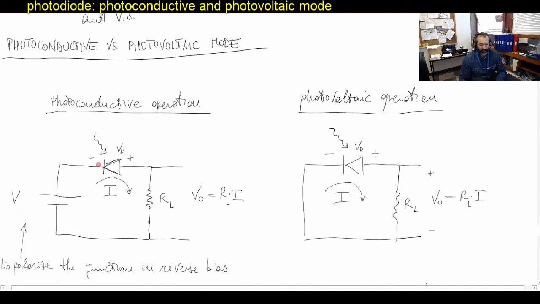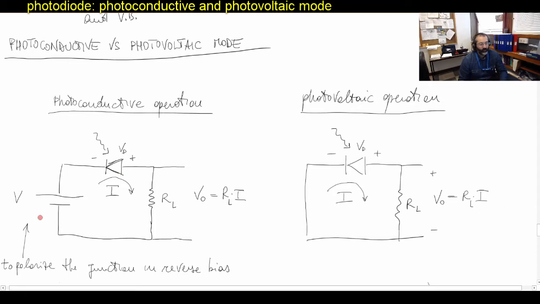So here below I will do the analysis of both principles together, so we have a better view of what is happening. In the photoconductive operation, as I mentioned today, we polarize the PN junction in reverse bias. The simplest circuit we can consider is the one shown here, where we have our generator of a voltage V, the PN junction connected so that it is effectively reverse biased, and then a load resistor RL used to generate a voltage output, VO. If photons hit the photodiode, a current will flow in this direction, as we said today, from N to P.